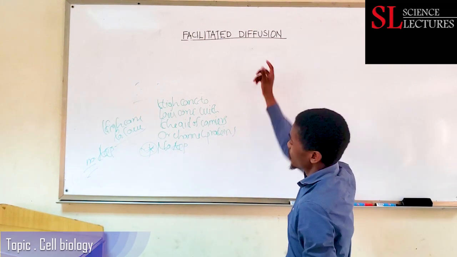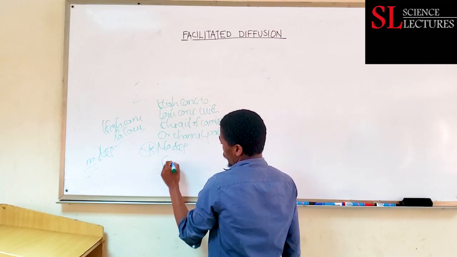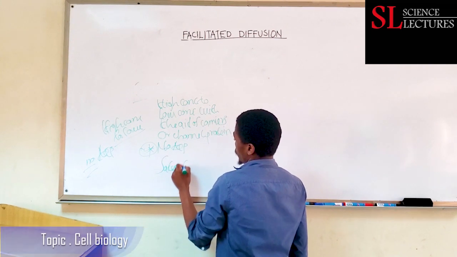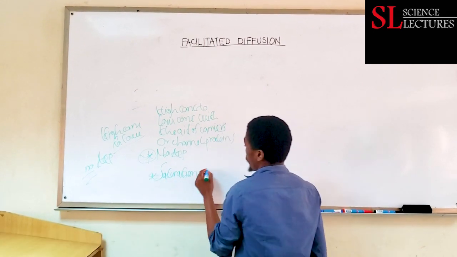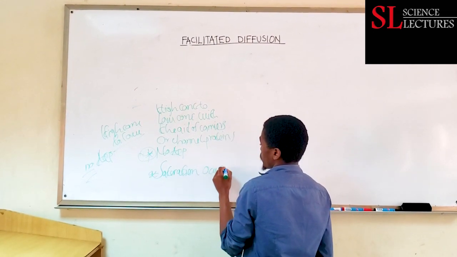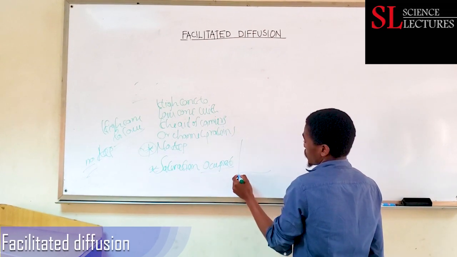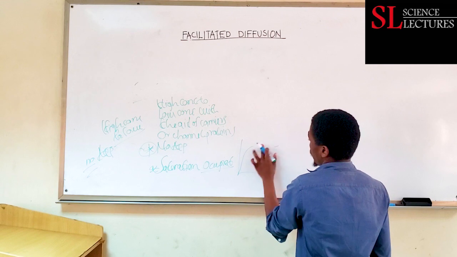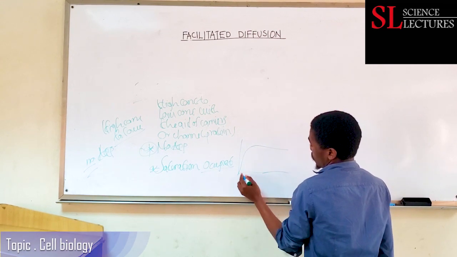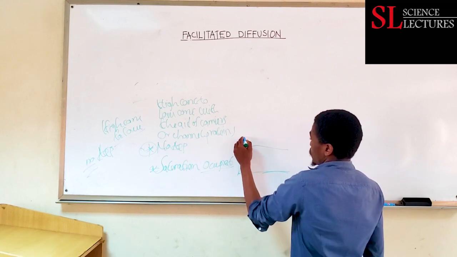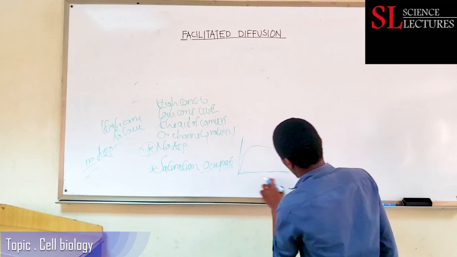However, in facilitated diffusion, the transport molecules are saturated. So we reach a point where all the transport sites are occupied. In other words, the graph of facilitated transport, a sketch will appear like that. So that will be the sketch.